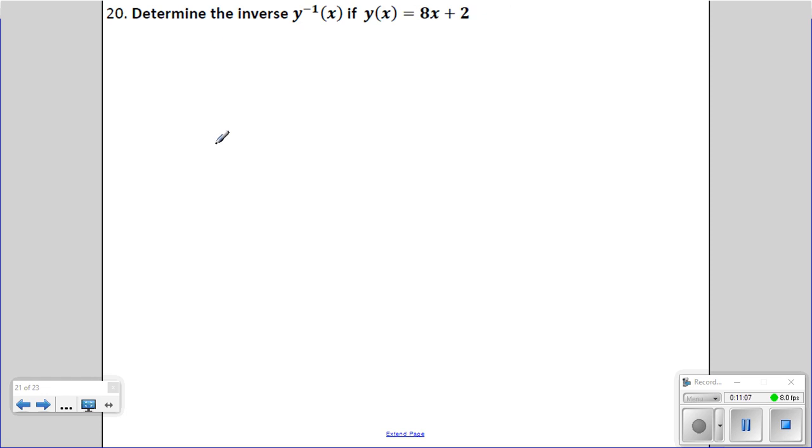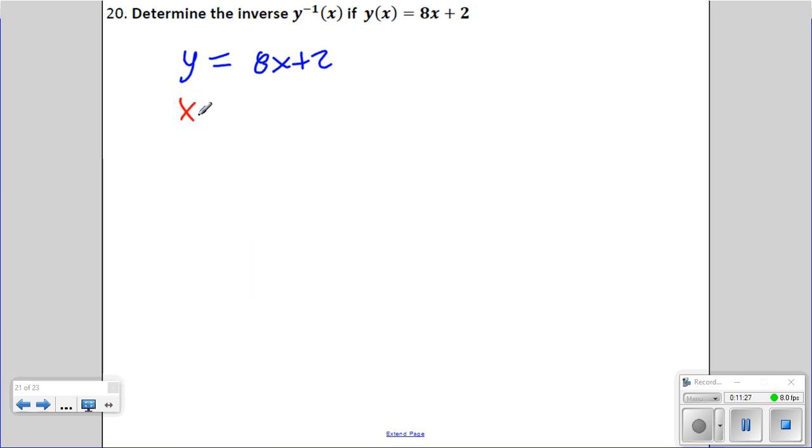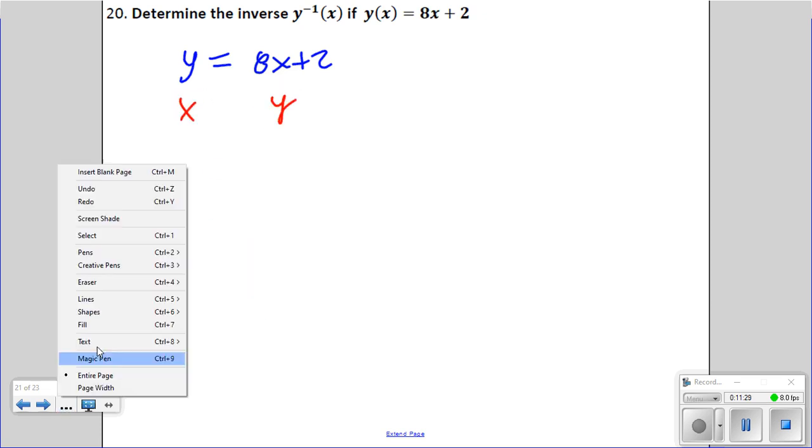And it's an inverse question. And again, we've done these so many times. And it's almost to the point where it's already y by itself first, but it's not technically there just yet. So we got to turn it into y equals 8x plus 2. Then we switch x and y. Everything else stays in place.